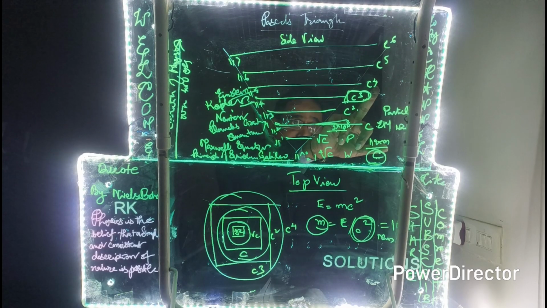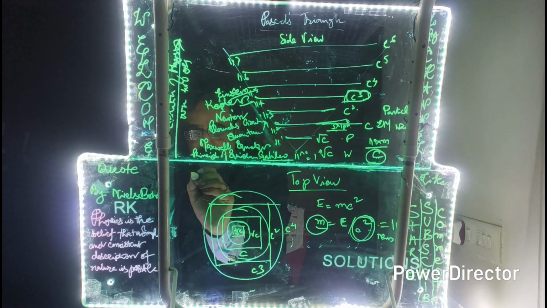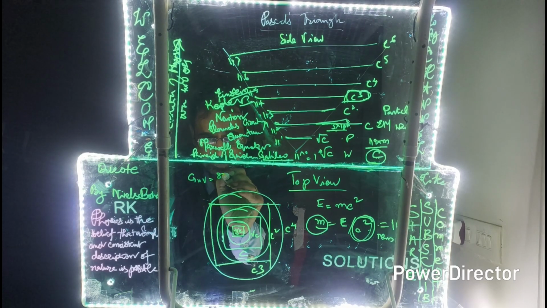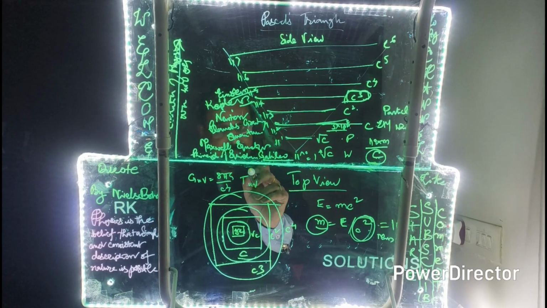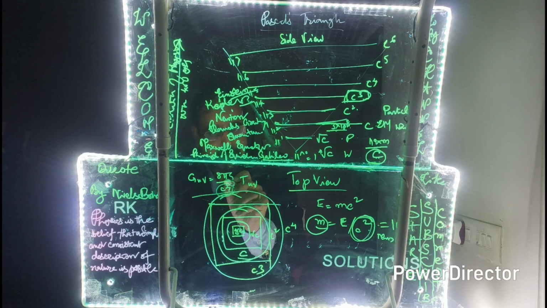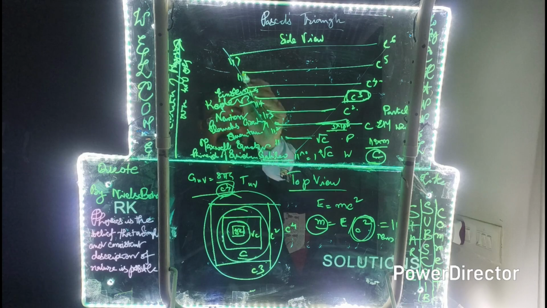Einstein took C4. In fact, what is Einstein's equation? G mu nu is equal to 8 pi G by C4 T mu nu, right? That C4 Einstein mastered. Then came Kaluza. Kaluza introduced the fifth dimension, C5, but he failed in predicting the masses.